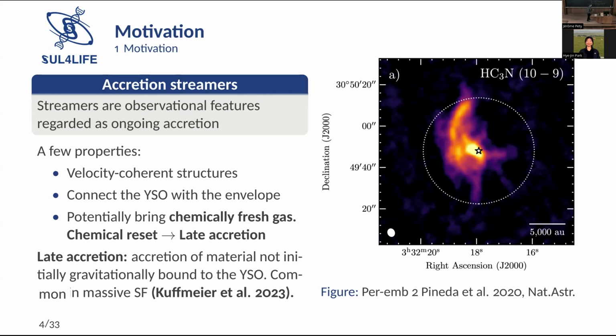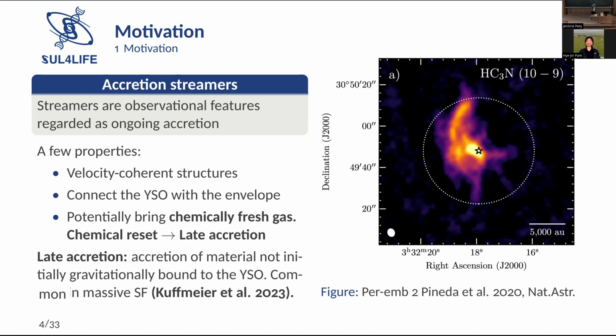Some properties of them are that they are velocity coherent structures that connect the young stellar object with the envelope. And one of the main interests in these structures is that they may transport or channel gas that is chemically different from that already present in the disk.